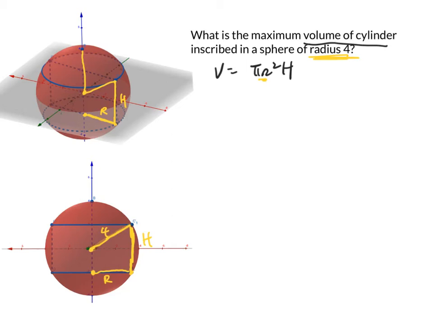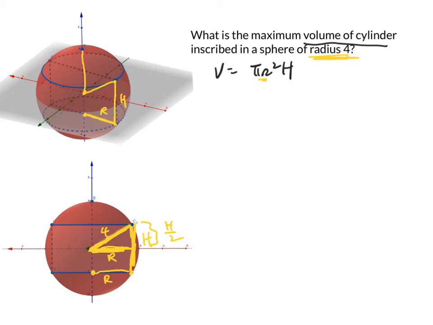So in the bottom two-dimensional shape, I'm just going to draw a triangle here. Now this 4 will never change. The sphere's radius is always 4, no matter how the cylinder changes in its height or in its radius. So what's happening is that there's a constraint with this triangle here. From here to here is r, but from here to here is h over 2.